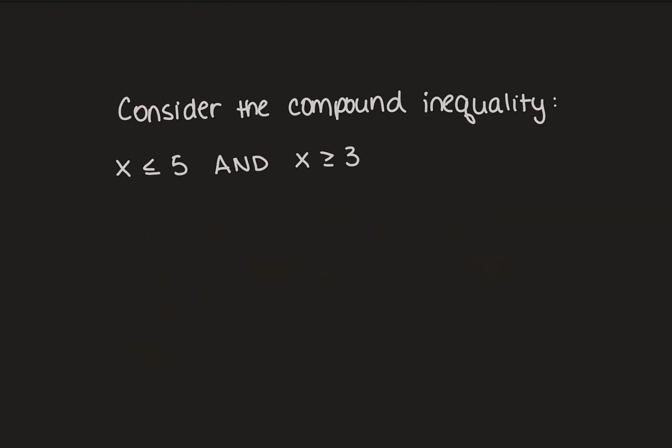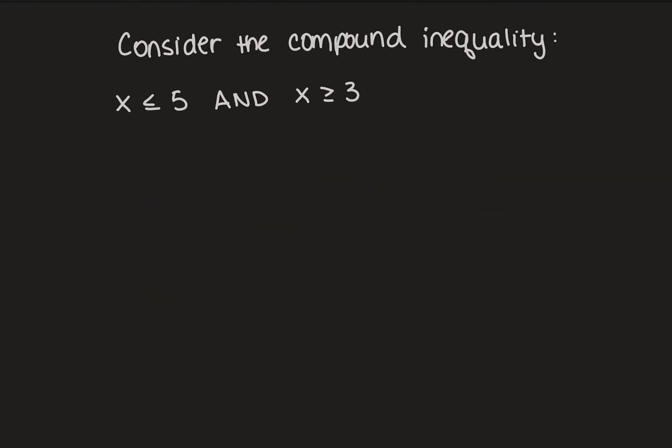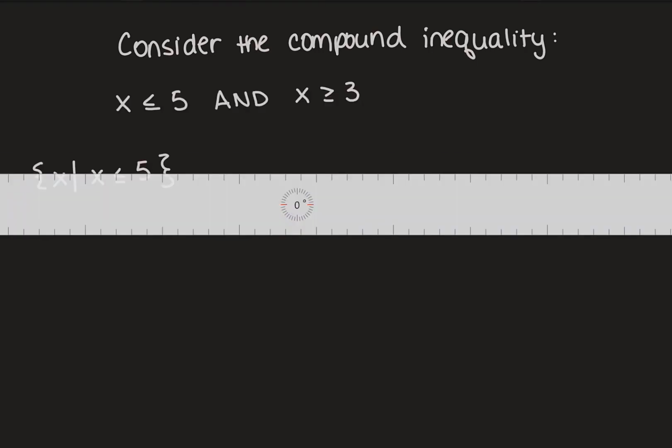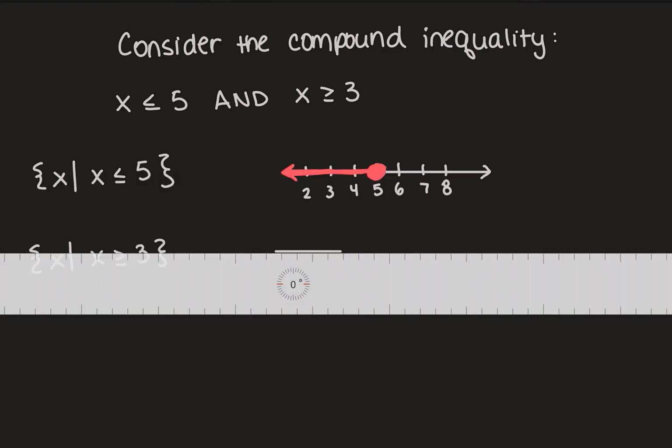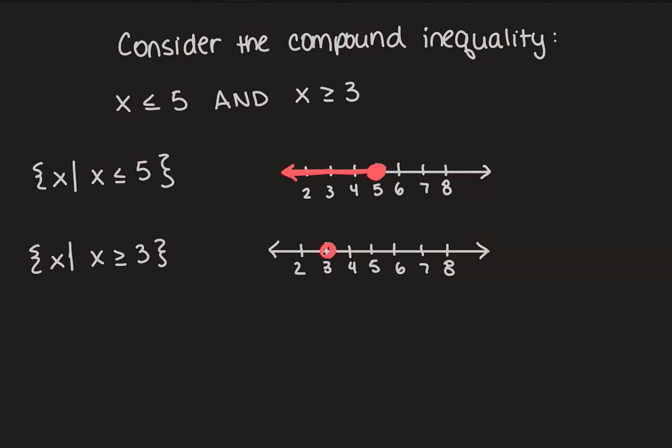We'll start with graphing the solutions to the individual inequalities. To graph x ≤ 5, we place a closed circle at 5 and shade everything less than 5. And to graph x ≥ 3, we place a closed circle at 3 and shade everything greater than 3.